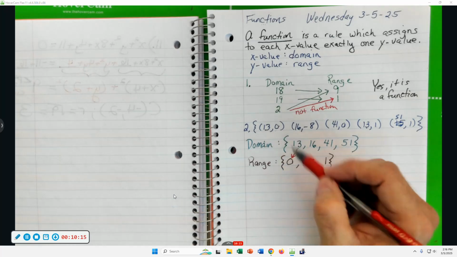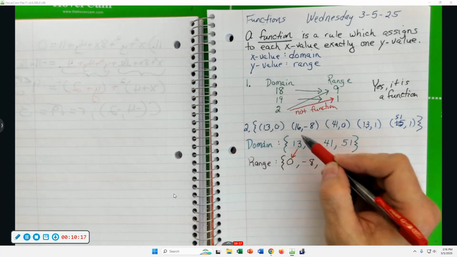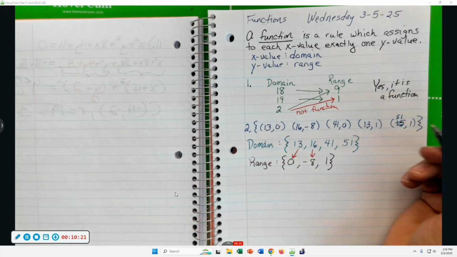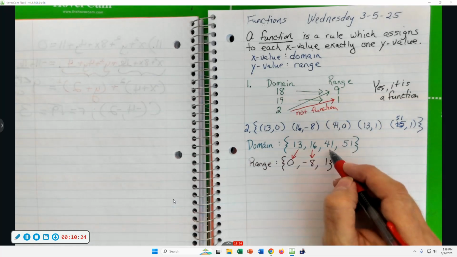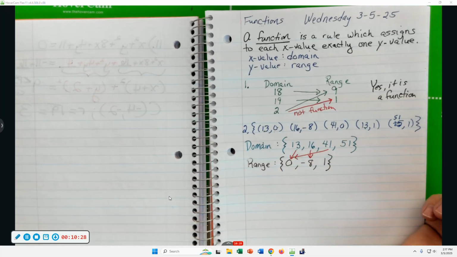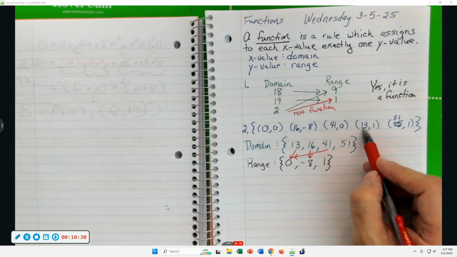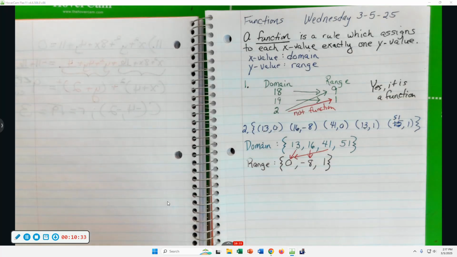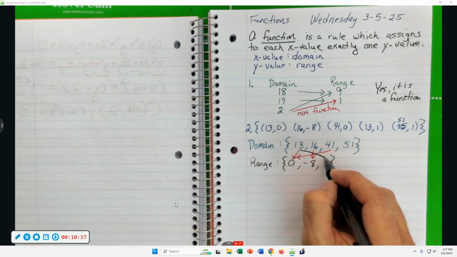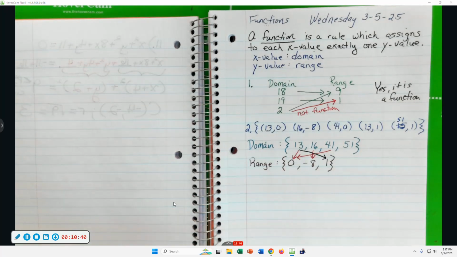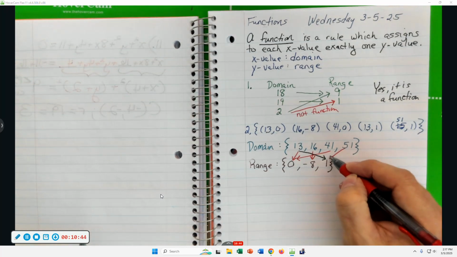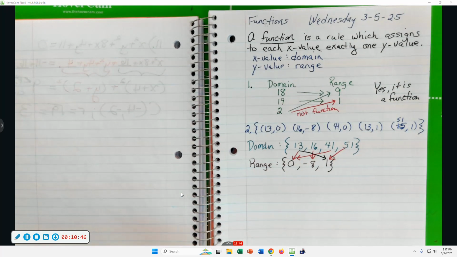13 is being paired with 0. 16 is paired with -8. 41 is being paired with 0. 13 is being paired with 1. And then 51 is being paired with 1. Is this a function?